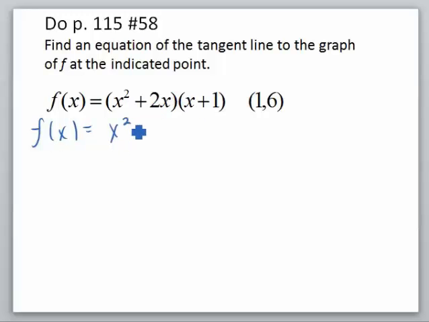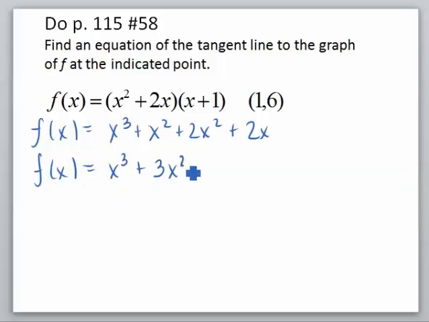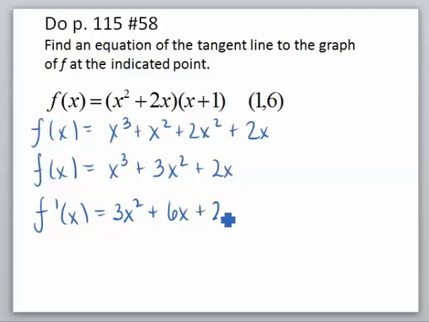So I get x cubed, plus x squared, plus 2x squared, plus 2x. I'll simplify this just a little bit further: x cubed plus 3x squared plus 2x. And then I'll take the derivative. And the derivative is 3x squared plus 6x plus 2.